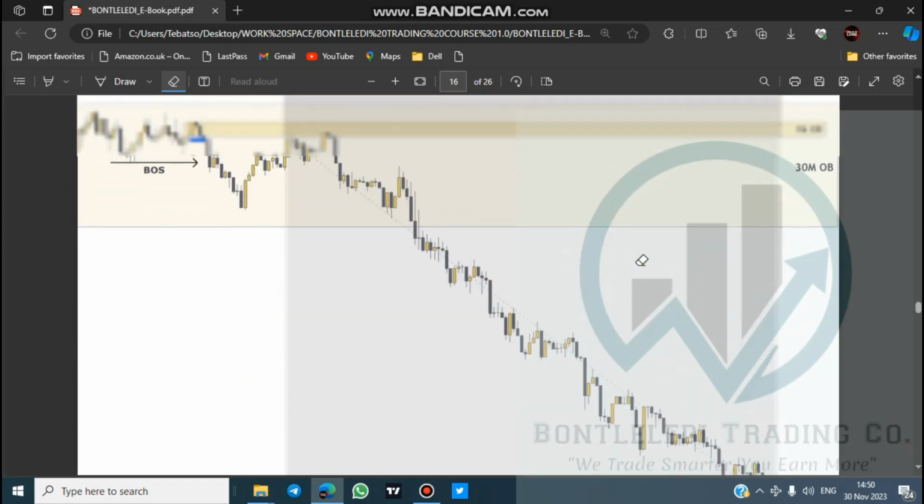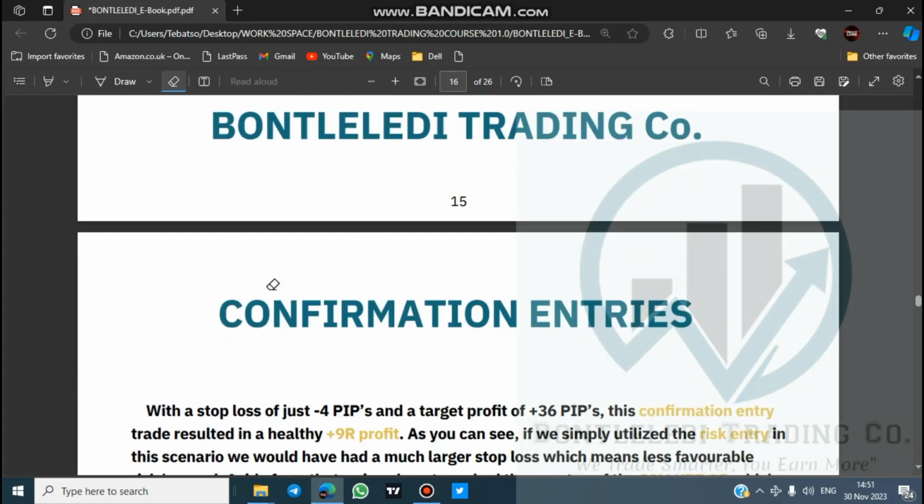So with this lesson, as I was explaining to you, this was just like confirmation entries. Remember, we explained to you that we have two types of entries, which is the first one was what? The risk entries. The risk entries is whereby you just have to make sure you risk only like 10 pips of your capital.